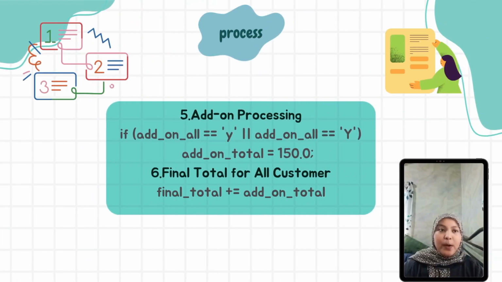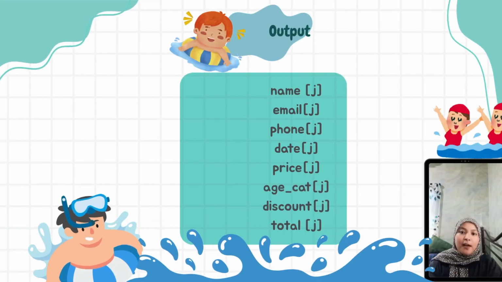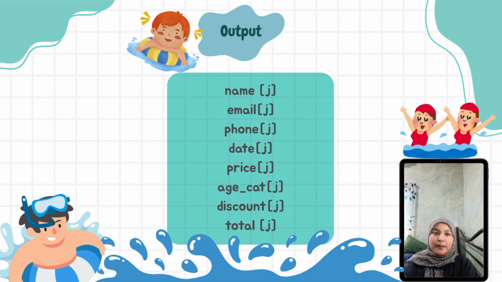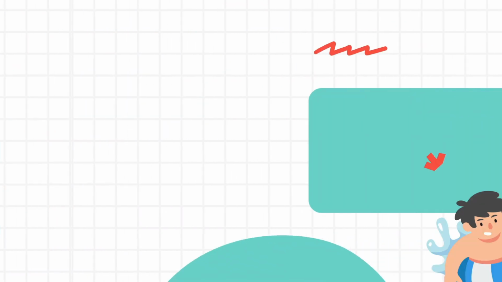Fifth, we have add-on processing, which is if the user wants an add-on package, the user needs to add 150 ringgit. Sixth is the final total for all customers. For output, we have name, email, phone number, date of visit, price, age category, discount, and total.